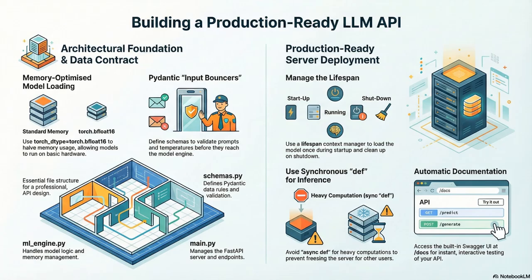Got it. Now, there's one specific line of code in that ml_engine.py file I wanted to ask about. torch_dtype=torch.bfloat16. I see this everywhere now. What's the magic here? Yeah. That is a massive optimization. So normally, computers work with 32-bit floating point numbers, float32. Very precise, lots of decimal places. But it takes up a lot of memory. A lot. bfloat16 stands for brain floating point, and it basically cuts that memory usage in half. It uses 16 bits instead of 32.